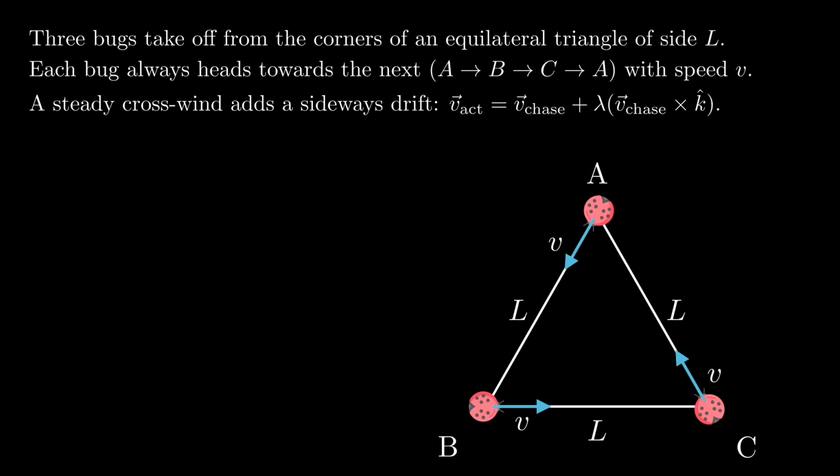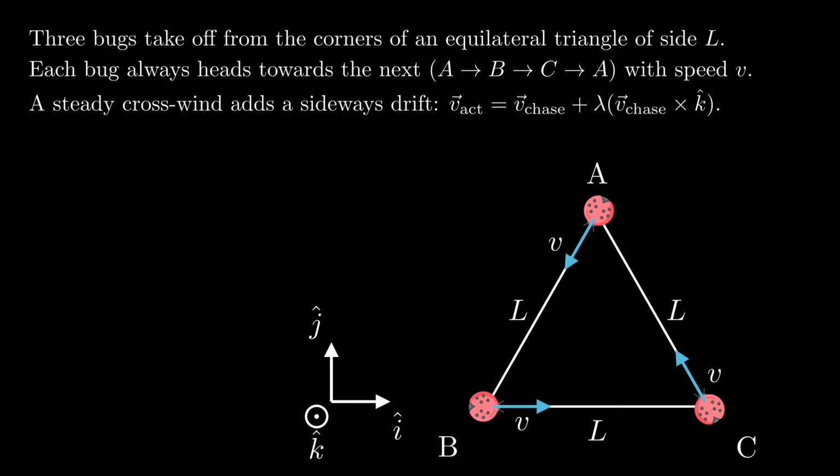So the actual velocity becomes a sum of the velocity with which they're chasing each other, which is v chase, and lambda times v chase cross k hat, where lambda is a constant tunable parameter that sets the strength of the drift, and k hat, as we had established earlier during our study of vectors, is the unit vector along the z-axis which points out of the plane given our choice to portray the 2D coordinate system with x and y axis on the screen plane.